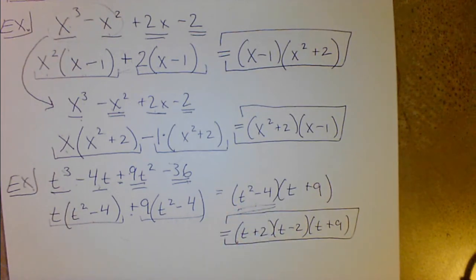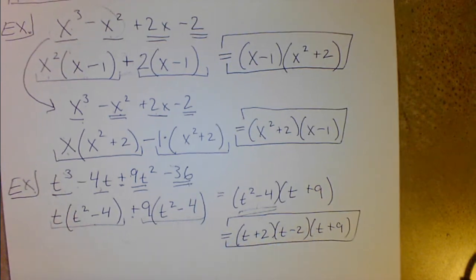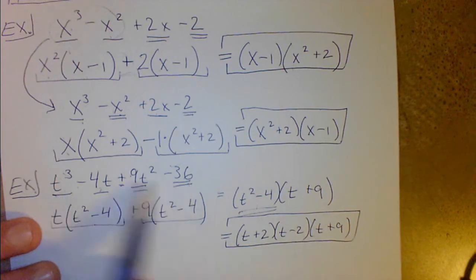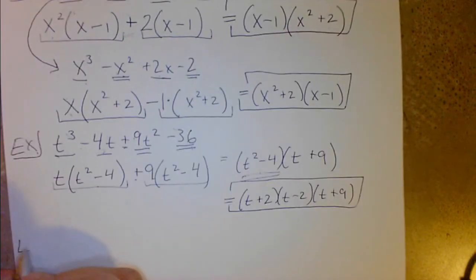And again, if you want to check your answers, if you want to make sure that you're correct, FOIL this out. And it's going to be super duper FOIL because you FOIL this piece out right here, and then you multiply by this t plus 9. You should get the polynomial that you started with. Okay? So always check your work if you have the time.